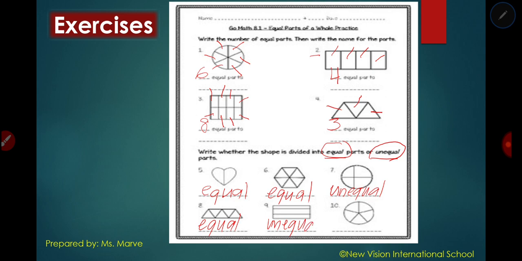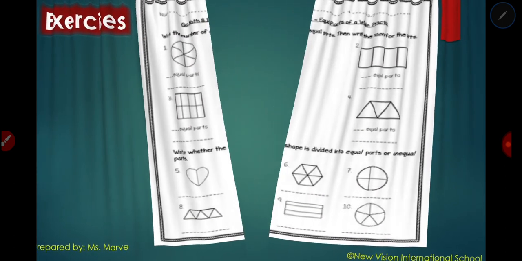Unequal. Very good. How about in number 10? Can you look at it? Easy. It's equal. Excellent, students. Okay, I know that your answers are the same as mine. Okay, so let's move on.